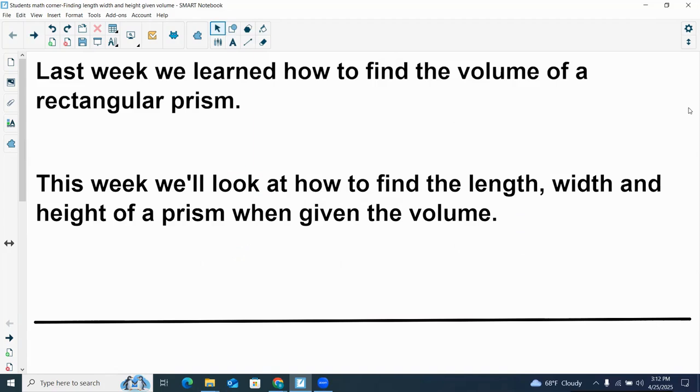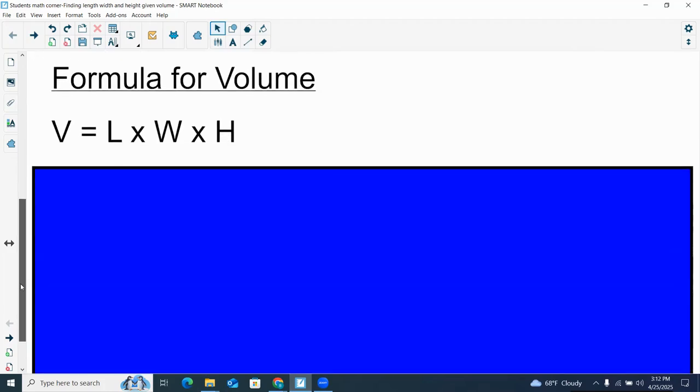Last week, we learned how to find the volume of a rectangular prism. This week, we'll look at how to find the length, width, and height of a prism when given the volume. Now, you remember the formula for volume, correct? Volume equals length times width times height.